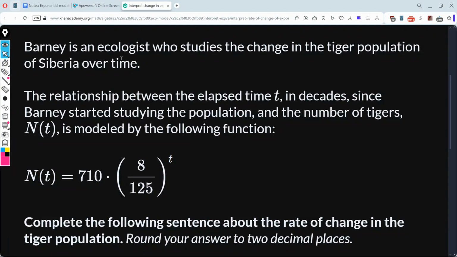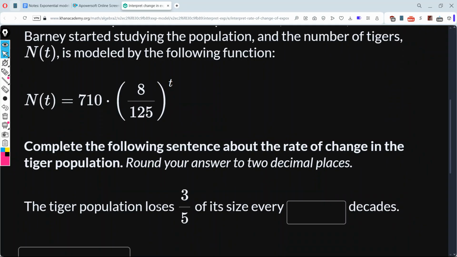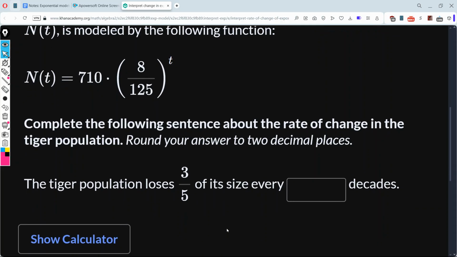All right, Barney is an ecologist who studies the change in tiger population. The relationship, elapsed time t in decades since he started, is modeled by this function. Complete the following sentence, round to 2 decimal places. The tiger population loses 3/5 of its size every blank decades.